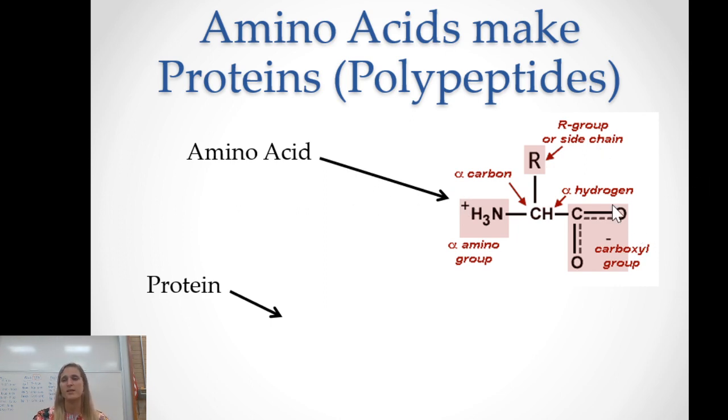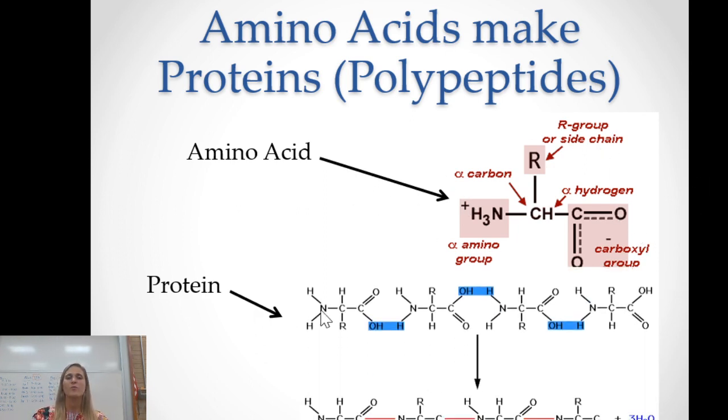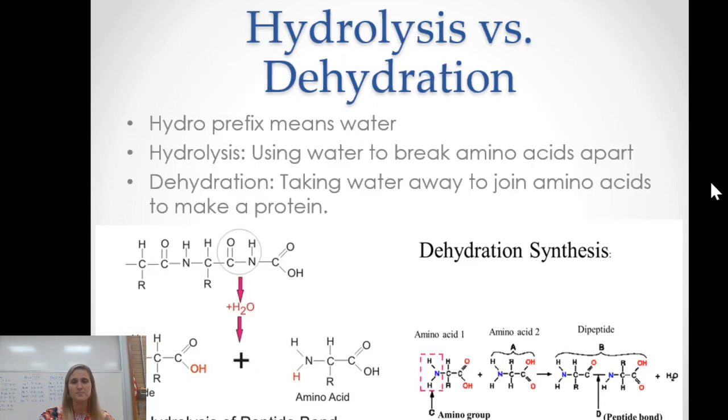They make polypeptides. So we take one amino acid and we put a bunch of them together and we get a protein. Okay? All right, this last part just talks about hydrolysis versus dehydration. It's basically how we put together these polymers, or how we break them apart. Okay, so the prefix hydro means water. So hydrolysis means that you're using water to break amino acids apart.